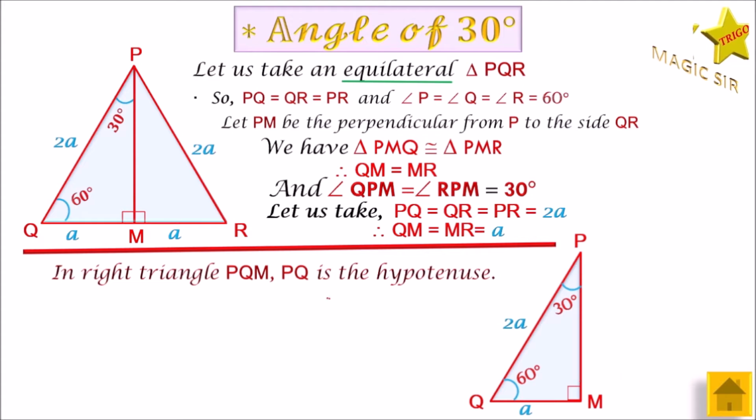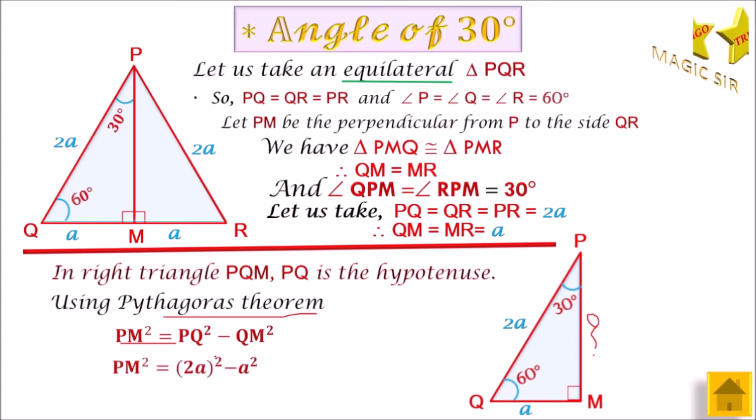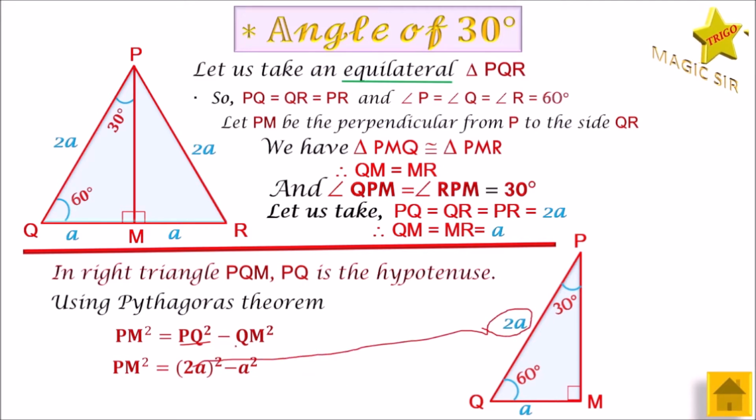In right triangle PQM, PQ is the hypotenuse. We have taken the first triangle PMQ. PQ is the hypotenuse. In triangle PMQ, we have to find PM, the perpendicular. Using Pythagoras theorem, PM square equal to PQ square minus QM square. But PQ is equal to twice A and QM is equal to A.